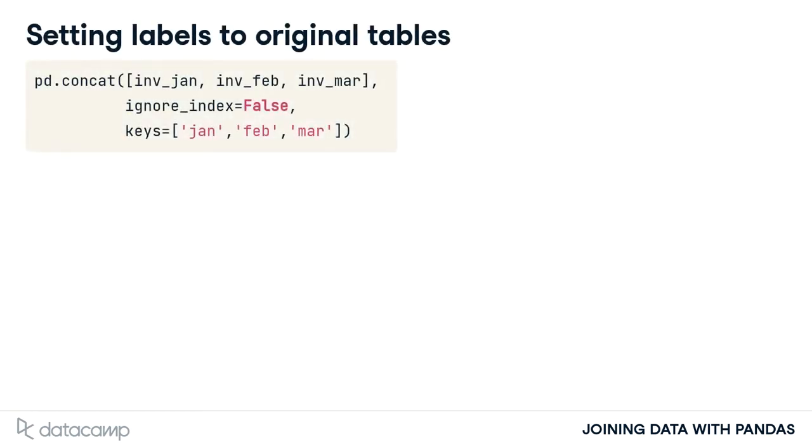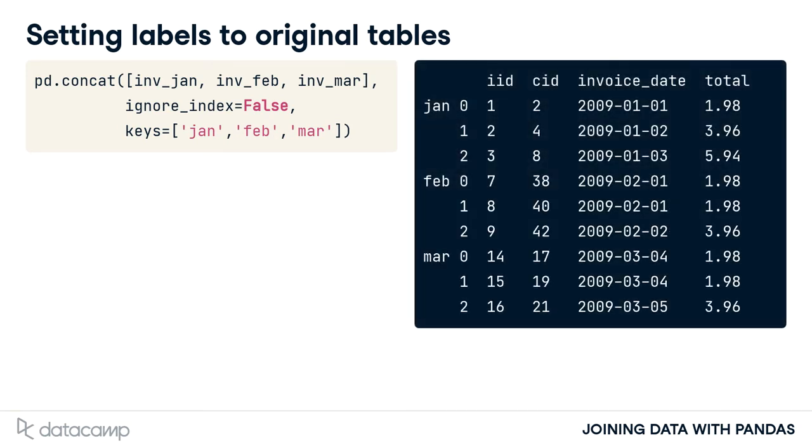Now, suppose we wanted to associate specific keys with each of the pieces of our three original tables. We can provide a list of labels to the keys argument. Make sure that the ignore_index argument is false, since you cannot add a key and ignore the index at the same time. This results in a table with a multi-index with a label on the first level.